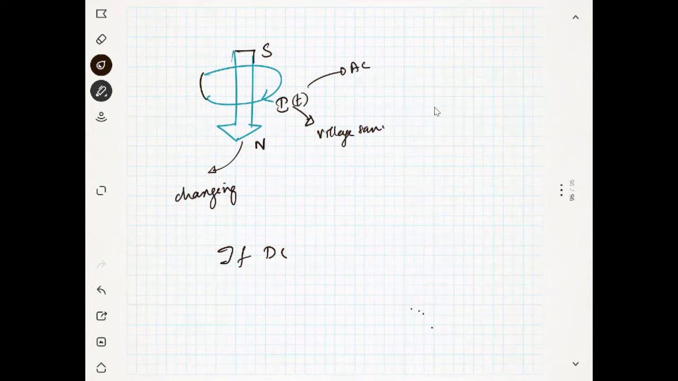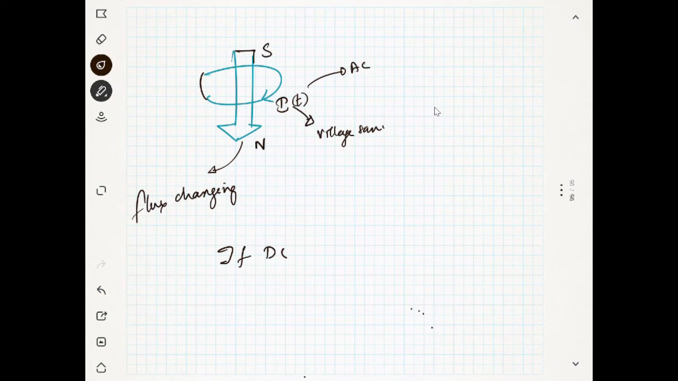Now, yes. Okay. If this is a DC current, can you tell me whether the magnetic field will change? No, it will be constant. Okay. Now, if this is an AC current, this flux also will be changing. There is no other doubt regarding this. The flux will be changing.